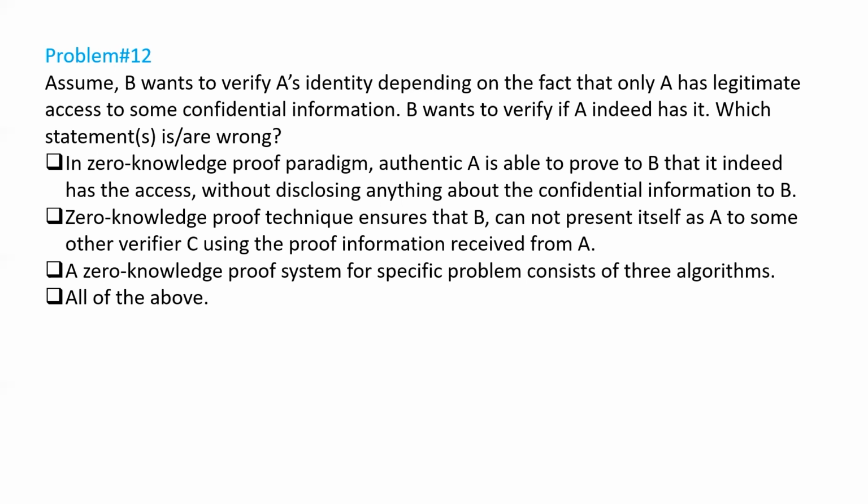The second statement says that the zero knowledge proof technique ensures that B cannot present itself as A to some other verifier C using the proof information received from A.